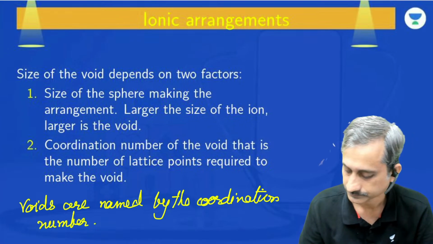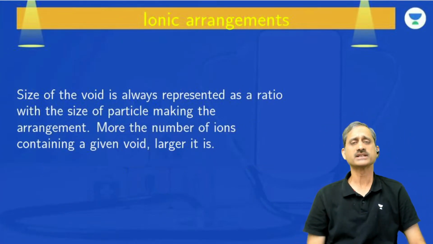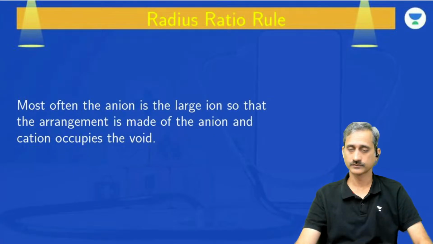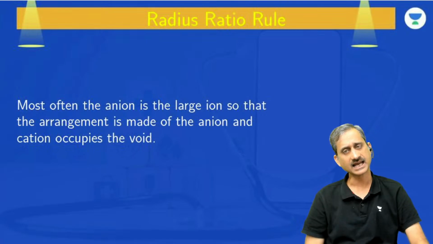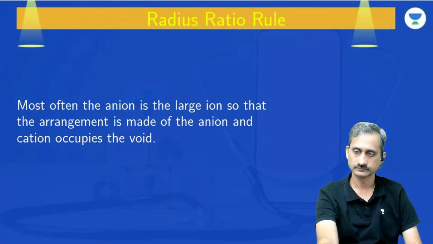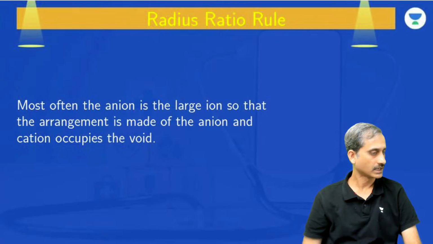Any kind of doubts, anybody? So size of the void is represented as a ratio with the size of the particle making the arrangement. More the number of ions containing a given void, larger it is. Clear? And as I told you, anion is mostly the large ion. So we generally make the arrangement for the anion and place the cation in the void. Is this clear? Any confusions?